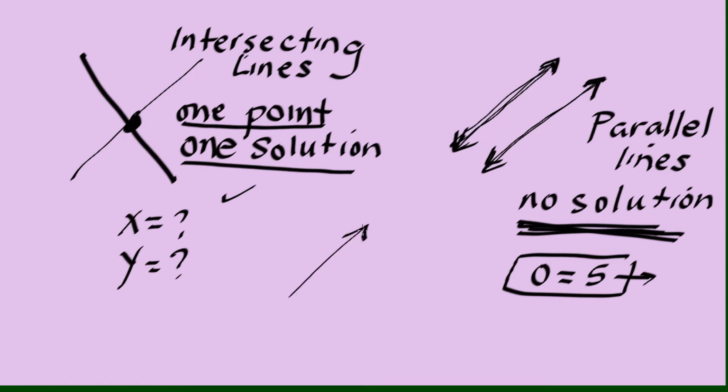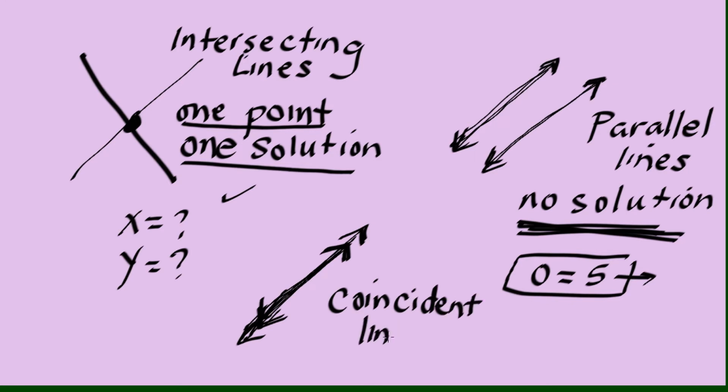And the third case is when two lines coincide. You have two equations, and when you graph them, they coincide with each other. So we call this type of lines coincident. Coincident lines have infinitely many points in common.